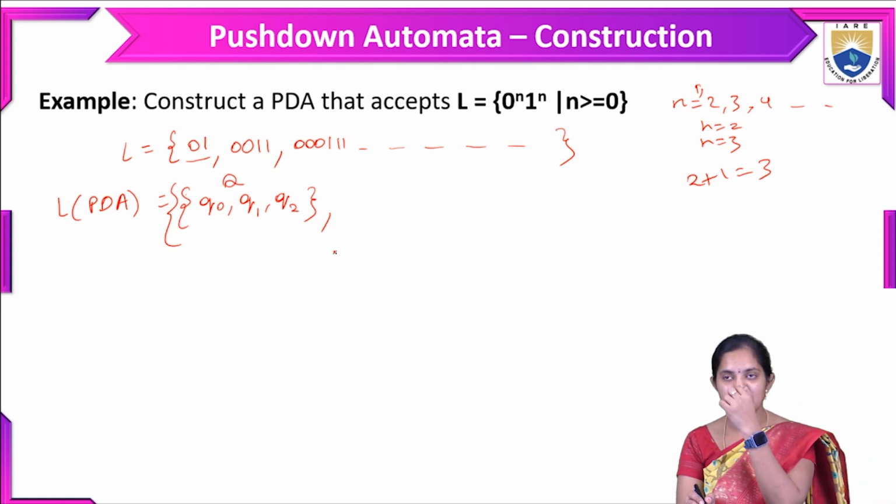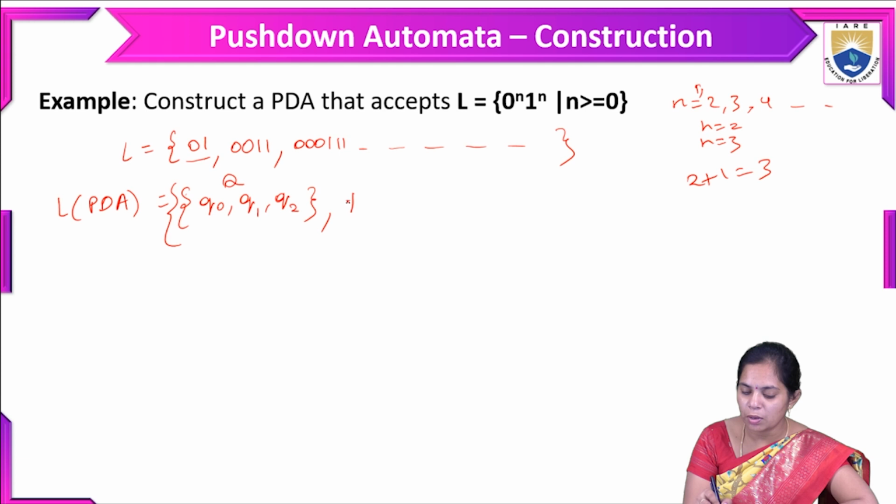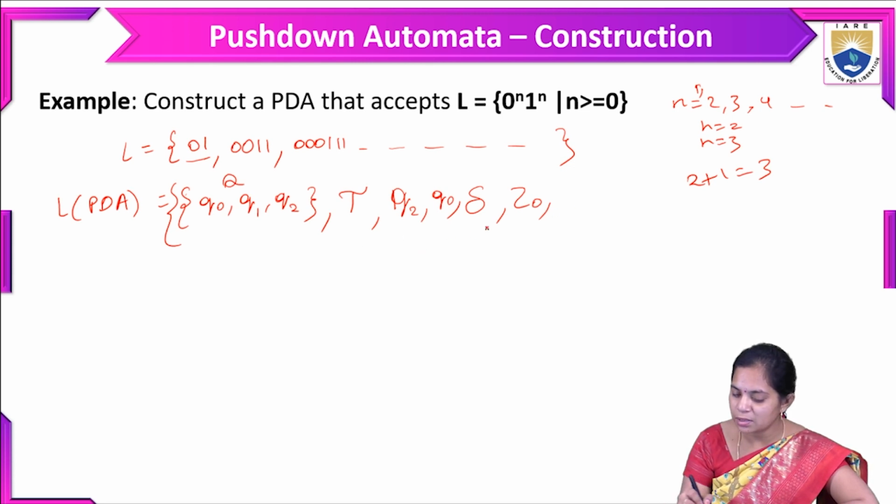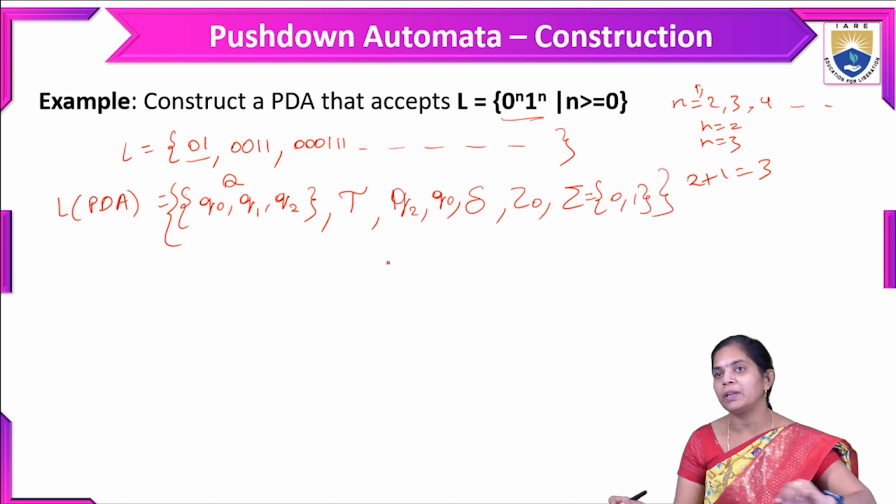Next, in the 7-tuple notation, there are the input symbols, the stack symbols and the final state. Here Q2 is the final state and Q0 is the initial state. The remaining ones are the transition functions, which we have to write. Z0 is the initial stack symbol. Next, the input alphabet Sigma is a combination of zeros and ones, so Sigma is equal to 0, 1. So this is the definition.